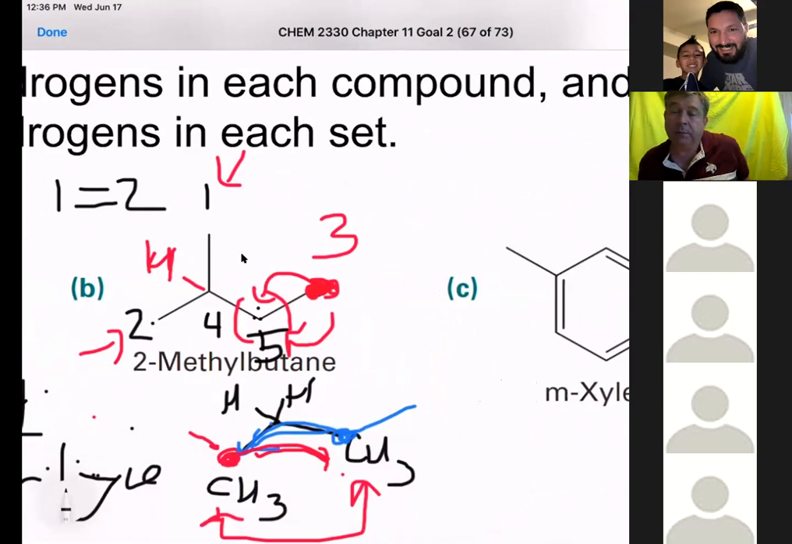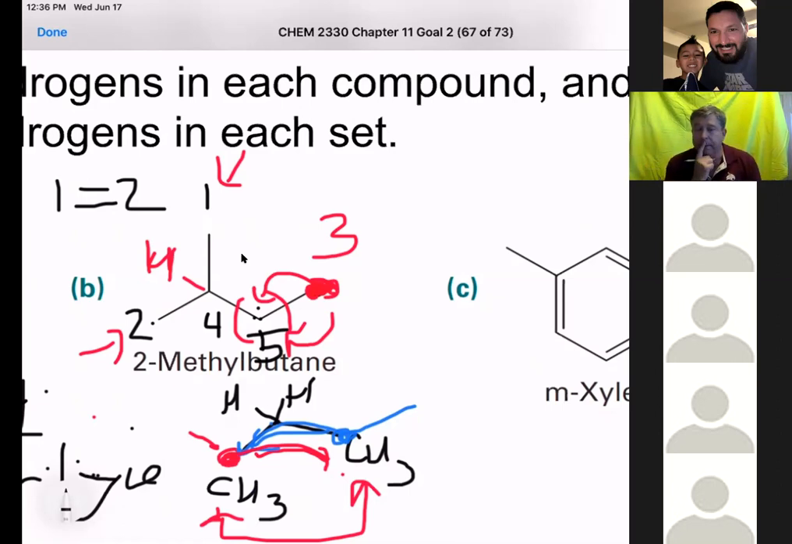So the peaks are determined by the different types of hydrogens. Yes, the peaks are determined by the different types of hydrogens. All we're doing right now is figuring out which hydrogens are the same and which hydrogens are different. If they're the same, they only create a single peak. If they're different, they'll create two different peaks. And we'll know which were which by how much they're shifted, okay?